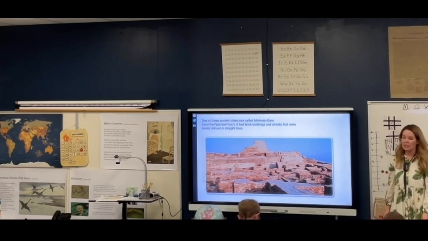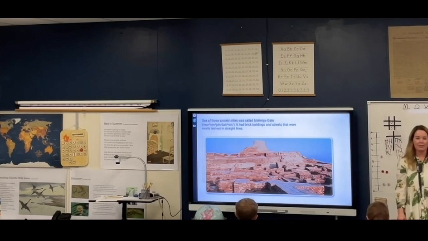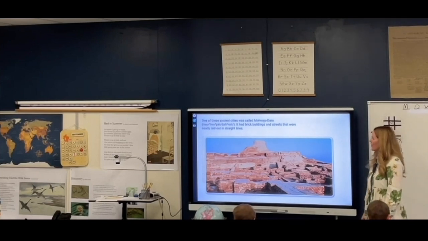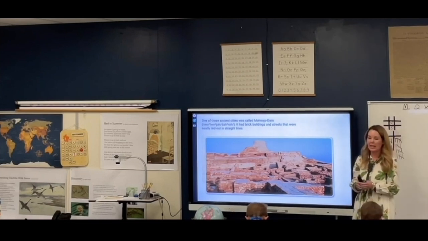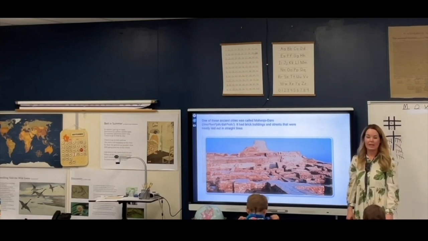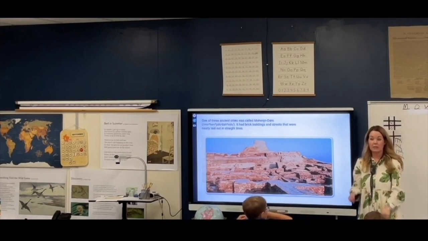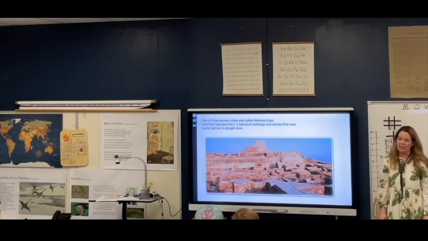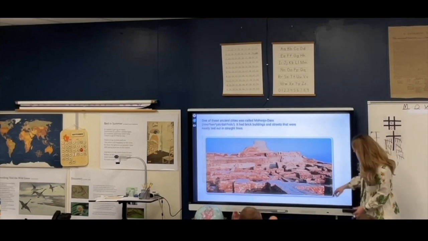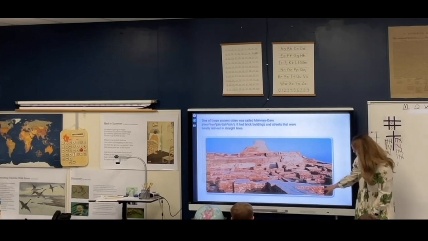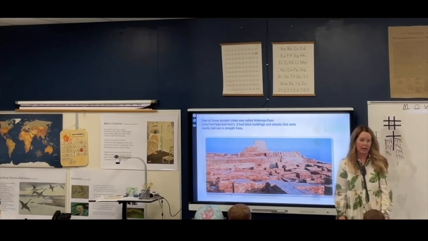Let's keep following along, okay? One of these ancient cities, say it loud, was called Mohenjo-Daro. It had brick buildings and streets that were neatly laid out in straight lines. How were their buildings and streets made? Straight lines. And what were their buildings made out of? Brick. So you can see maybe in your picture a little better. You can see the little bricks. And this is a picture of Mohenjo-Daro. That's an actual photograph.